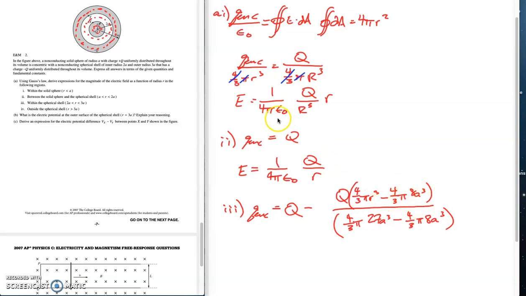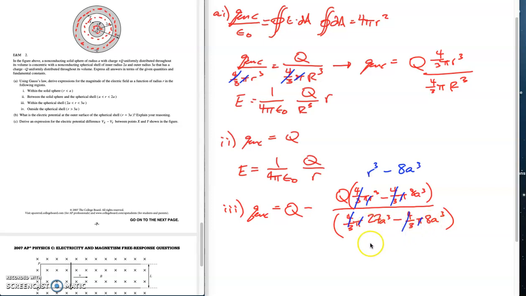Notice how this is the same ratio as we have here, where Q enclosed is going to be Q and then the enclosed volume divided by the total volume. So we have the enclosed volume divided by the total volume, and once again, all of the 4/3 pi factors cancel out. Now what we have is a ratio where we have r cubed minus 8a cubed, and this is 27 minus 8, which is 19a cubed.